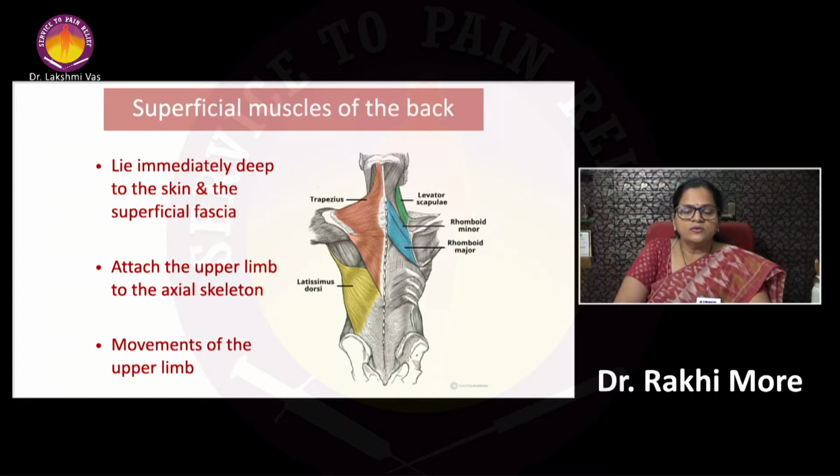Now the superficial group of muscles lie immediately deep to the skin and the superficial fascia. They attach the upper limb to the axial skeleton and help in the movements of the upper limb. So as we have already divided them into three groups: the extrinsic, which consists of the superficial and the intermediate group, and the intrinsic, which consists of the deep group.